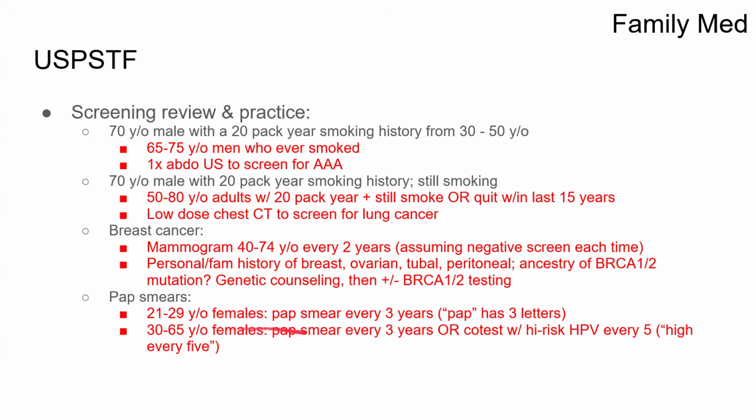Once you get to 30, things can change a little bit. From 30 to 65, you can continue with getting a pap smear every 3 years, or you can get a co-test, which is the pap smear with a high-risk HPV screen, and you get that every 5 years. So high every five. There's a bit of a rhyme there. That's how I remember it.